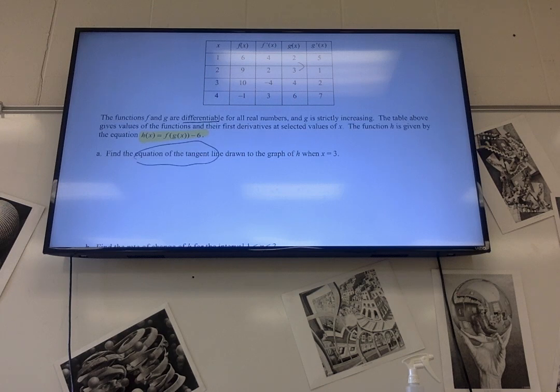Find the equation of the tangent line. What do we have to have? Slope and a point. Point and slope. Find the equation of the tangent line drawn to the graph of h, where x equals 3.